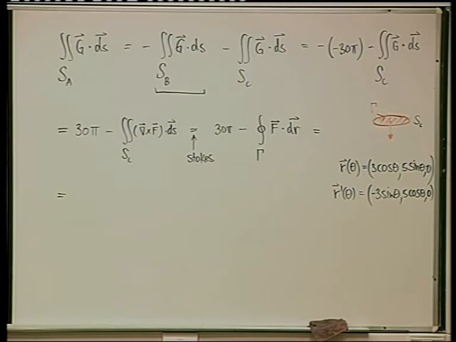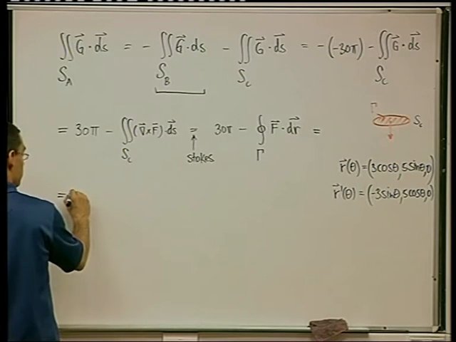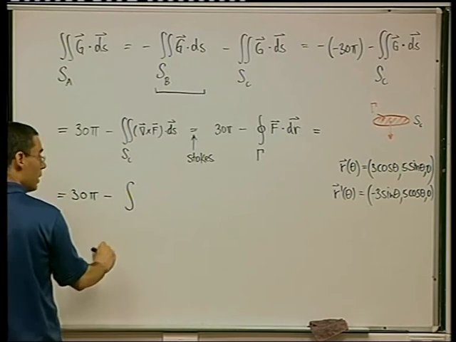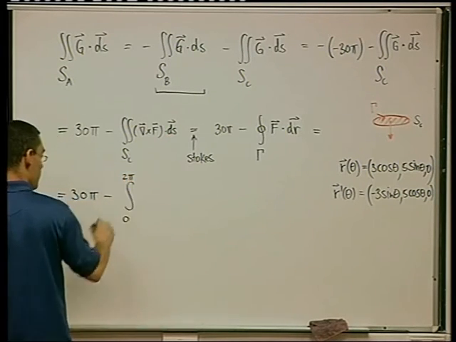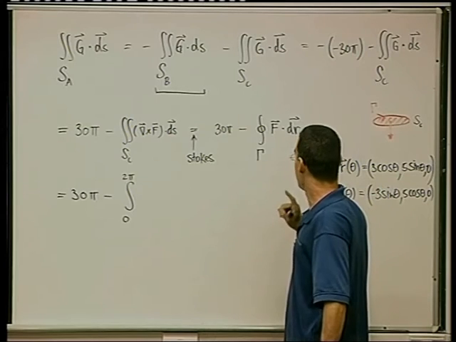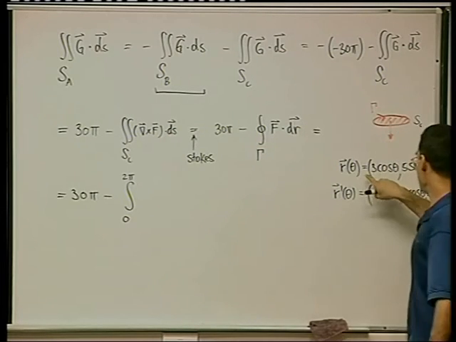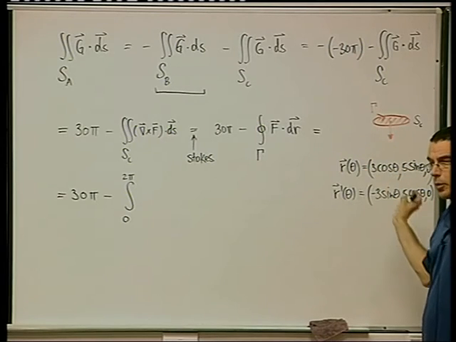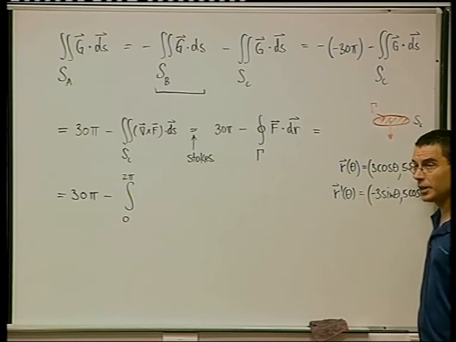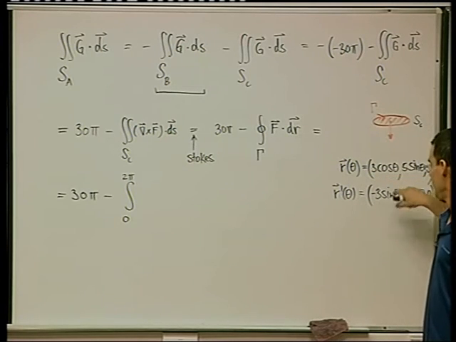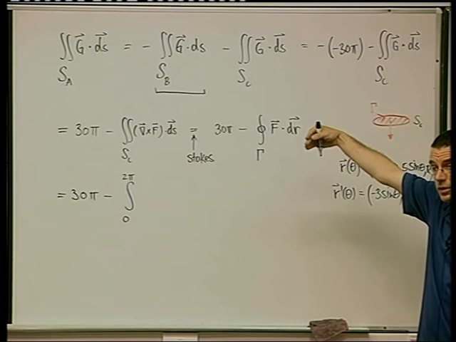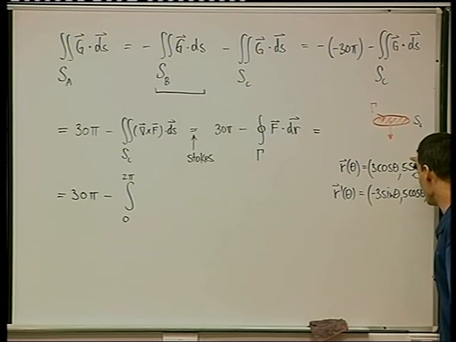Good? And now I need to plug everything in there. So it's 30 pi minus the integral from 0 to 2 pi, but when I take it from 0 to 2 pi, I'm going counterclockwise. Do you see that? Because I start at 3, 0, sorry, I start when sine is 0. I start at (3, 0) and I'm going towards (0, 5). Do you see that? Okay? So I wanted to go clockwise.